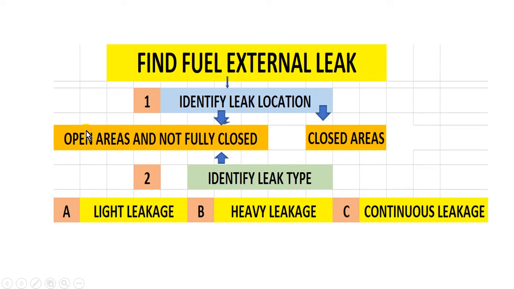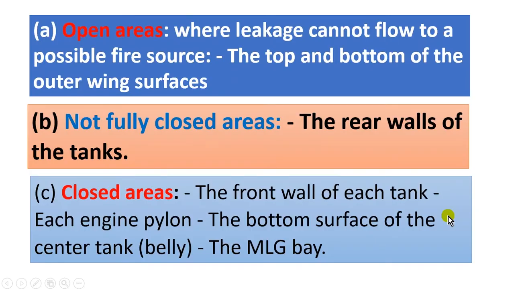The locations here are of three types: open areas, not fully closed areas, and closed areas. After that, identify the leak type. We spoke about before: light leakage, heavy leakage, continuous leakage. Here the open areas are where leakage cannot flow to a possible fire source: the top and bottom of the outer wing surface. Okay.